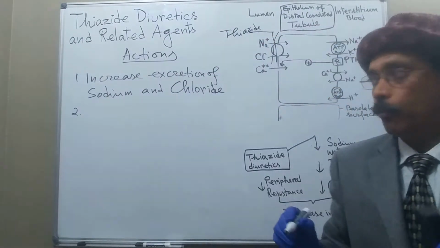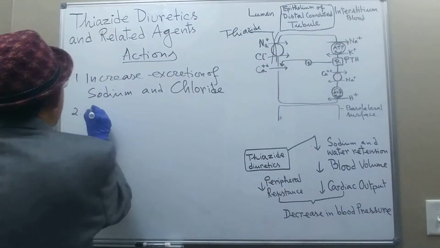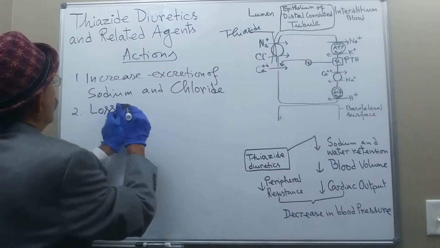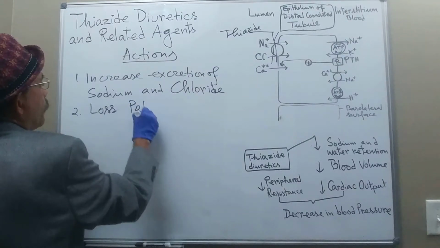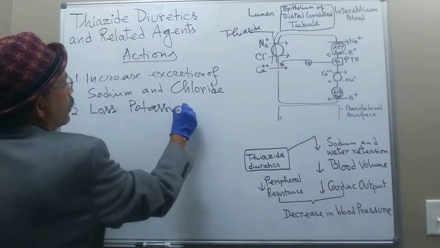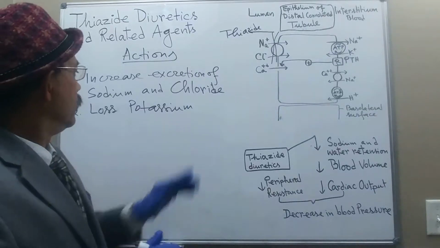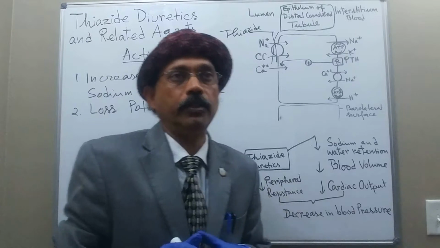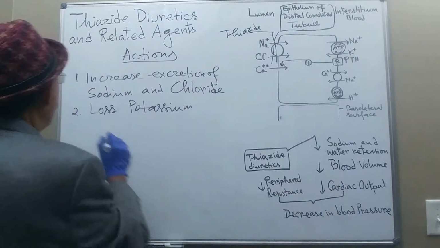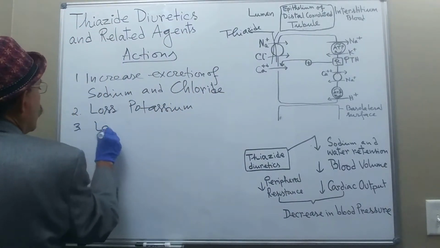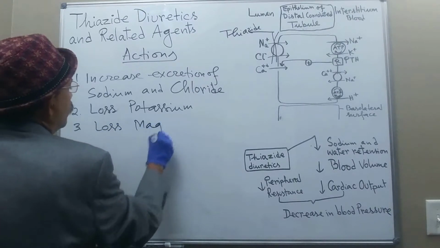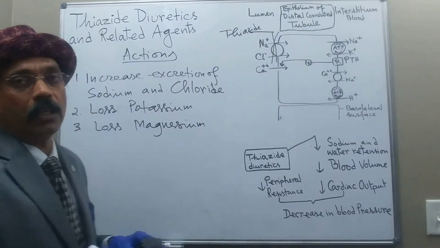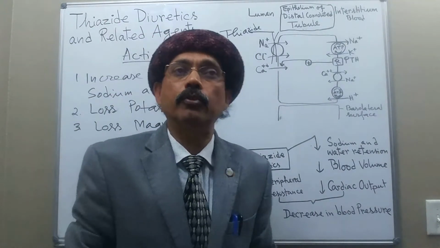It loses potassium. Potassium from where? It loses potassium from the collecting duct. Then it loses magnesium. How does it lose magnesium? We don't know exactly. The exact mechanism of action is not known.